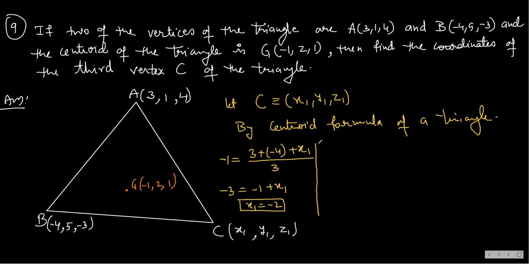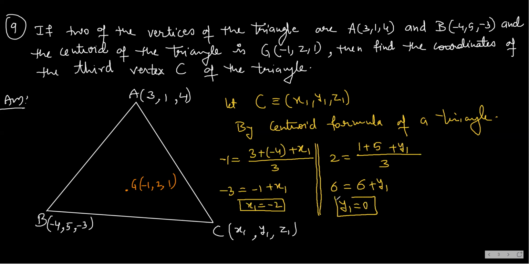Then I go for y1. You will write the formula for the y coordinate of the centroid, and that will get you y1. So here you write 2 equals to 1 plus 5 plus y1 upon 3. So 6 equals to 6 plus y1, and you get y1 as 0. What is y1? y1 is 0.